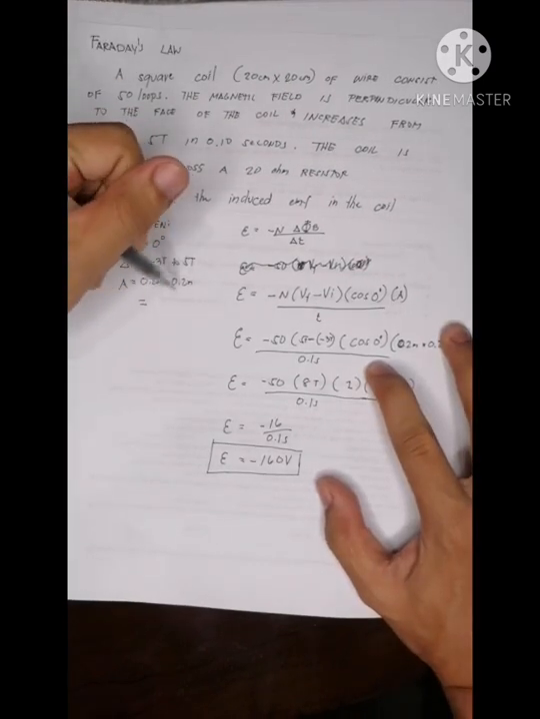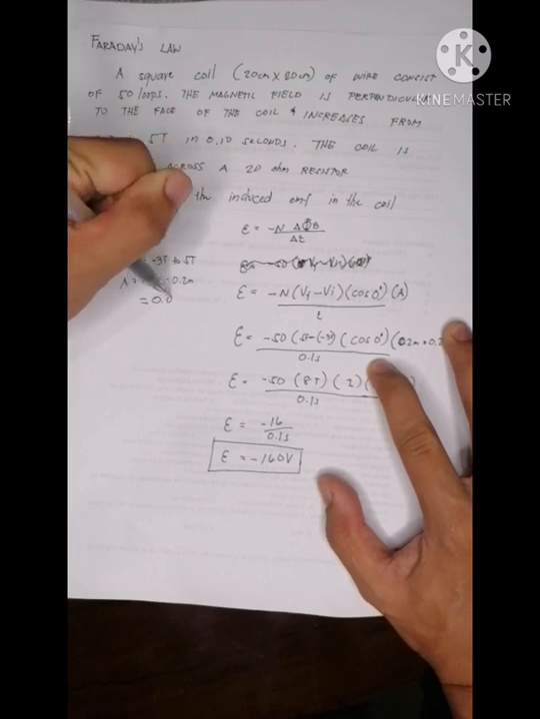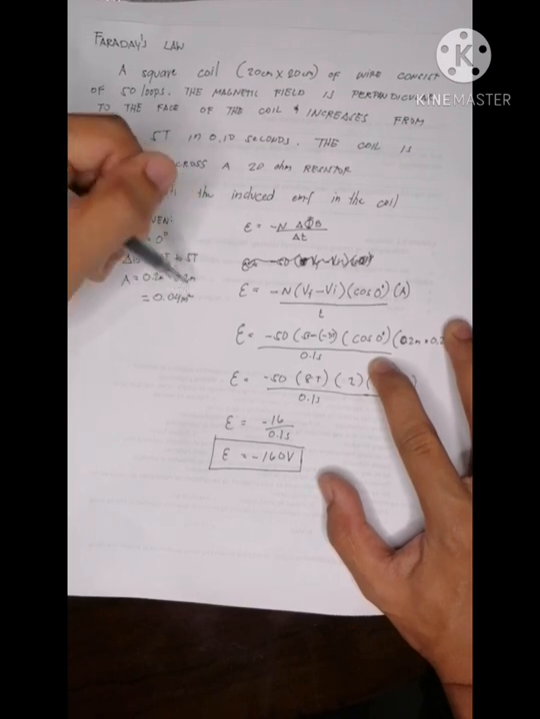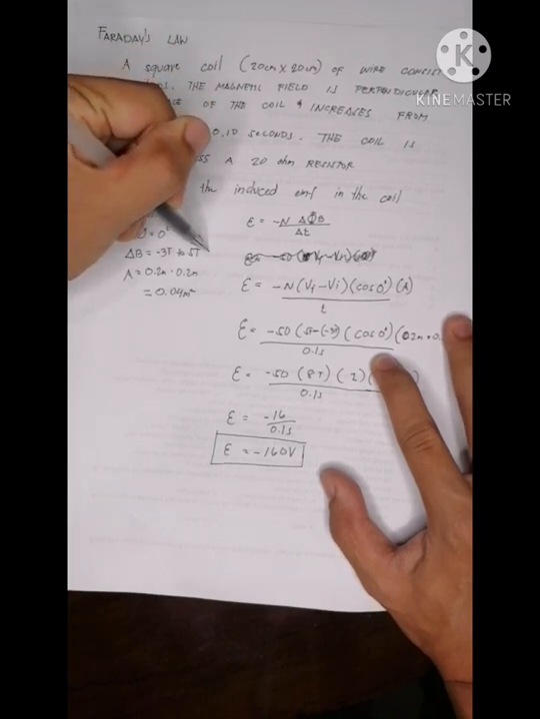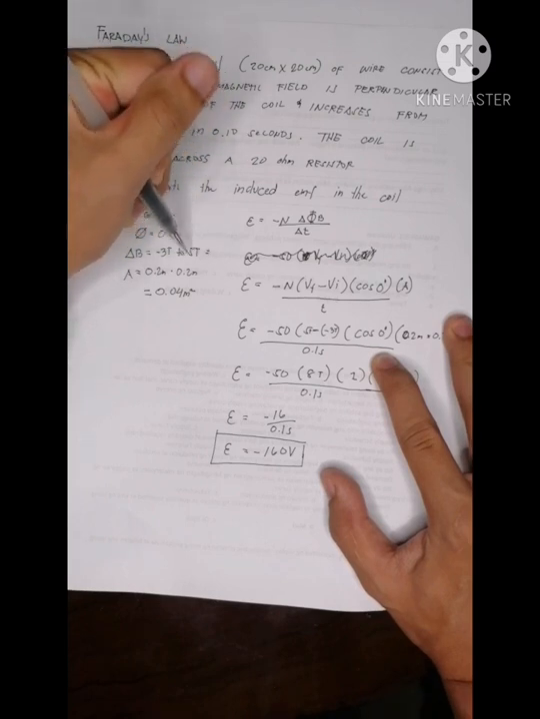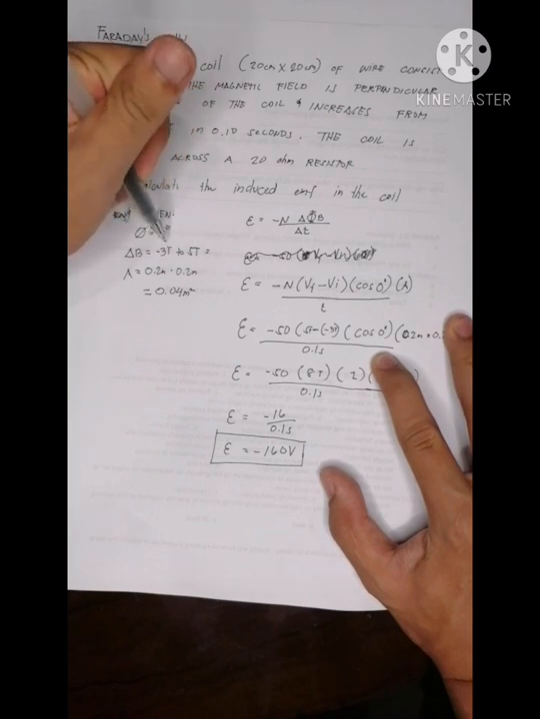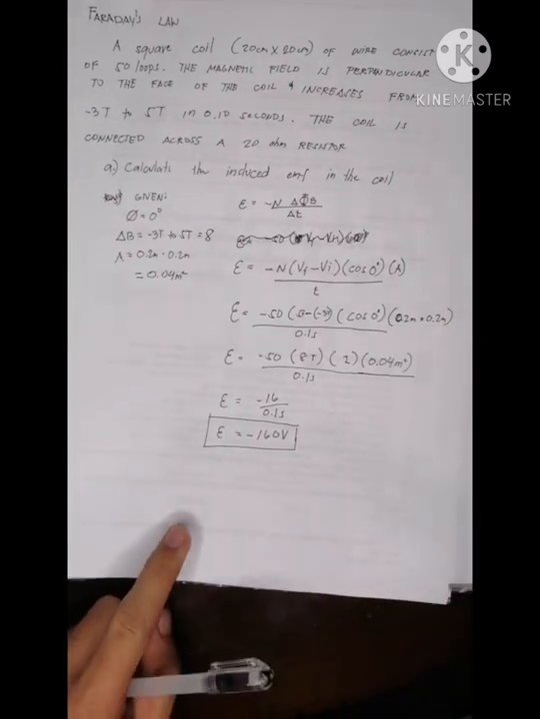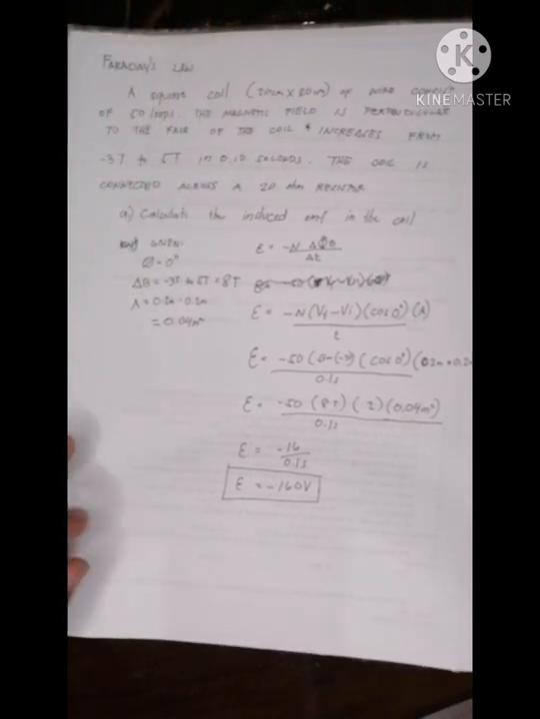Our area is 0.2 meter times 0.2 meter, which would equal 0.04 meter squared. So now the change of our magnetic field would equal to VF minus VI, so VF is 5 Tesla minus negative 3 Tesla. So the answer would be 8 Tesla.